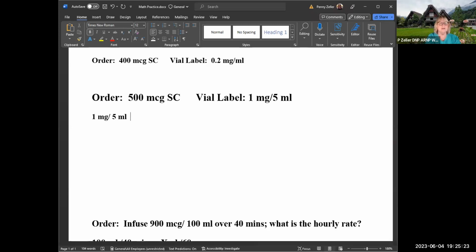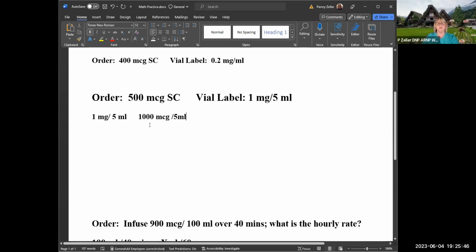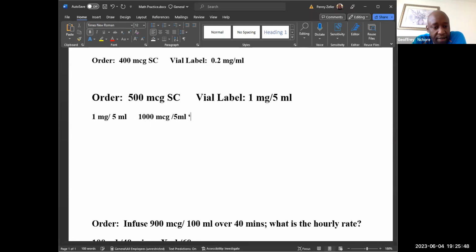But you only need 500. So we have to convert, don't we? Yes, we do. 1 milligram is 1,000 micrograms in 5 mL. Right? Is that the same thing? Yes, that's the same thing.